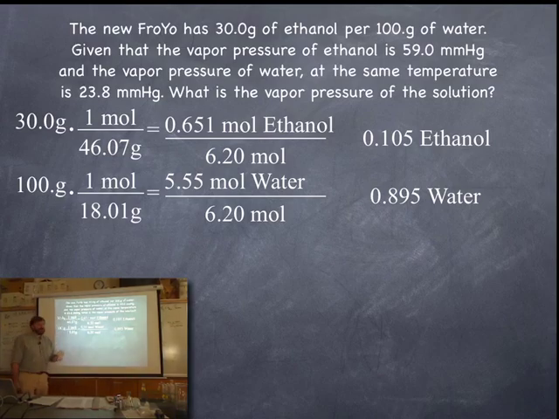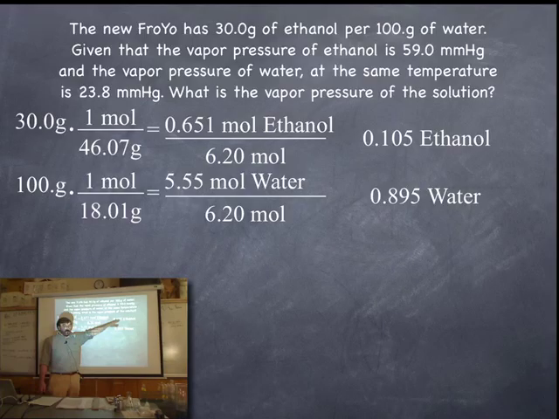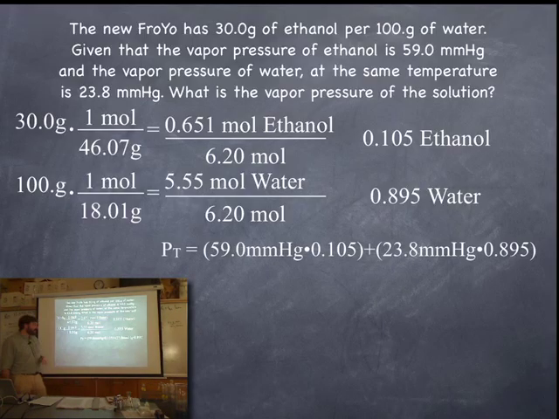Now I take the vapor pressure of the pure substance times what percent of the mixture, what the mole fraction of the mixture is for that substance. 59.0 times 0.105, 23.8 times 0.895. This is the weighted average. This is just like what you would do if you were thinking about the atomic masses from the periodic table. You take the percent abundance times the mass of each component. This is a weighted average calculation.